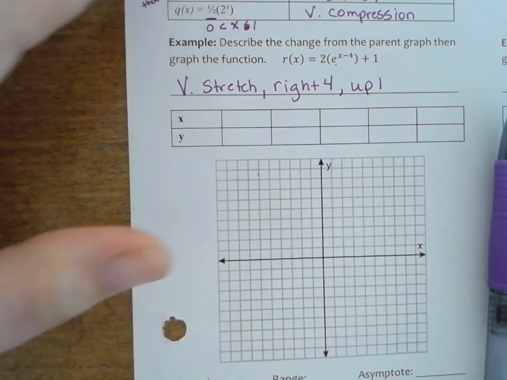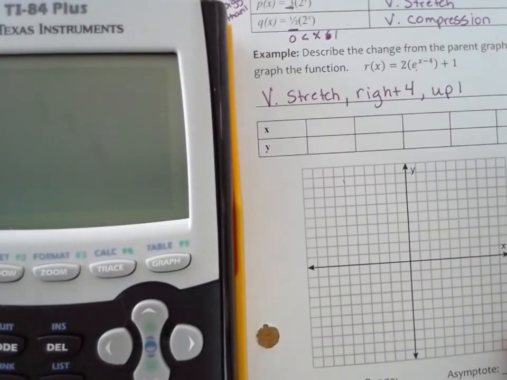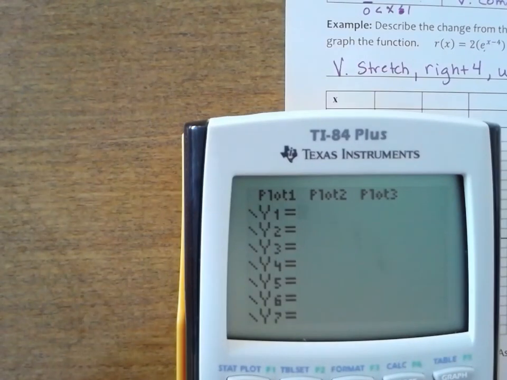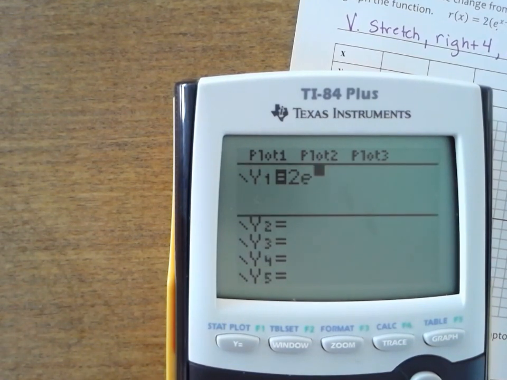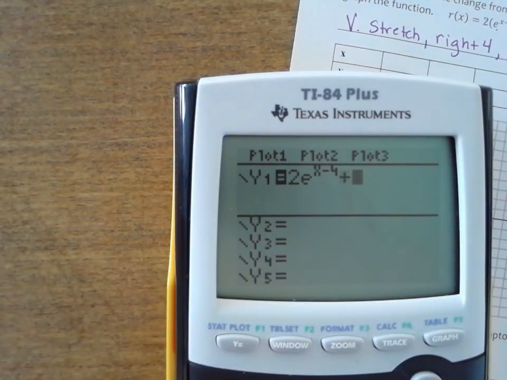So let's show you how to do that in the calculator. Go to y equals and put that in. I'm typing 2. Remember to get e to the x with an exponent, do second ln, x minus 4. Make sure to hit the right arrow so that it pops down, and then do the plus 1.